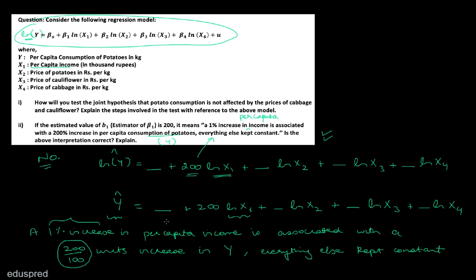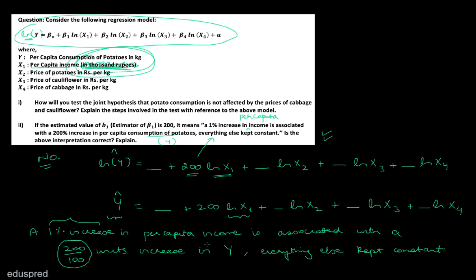The other thing that you need to note over here is that there is log on x1. So the original units of x1 are not going to play any role over here. As you can see, the original unit of x1 is 1000 rupees, but it has no role to play over here. But because there is no log on y, the original units of y are going to play a role, and the original units of y are kg.